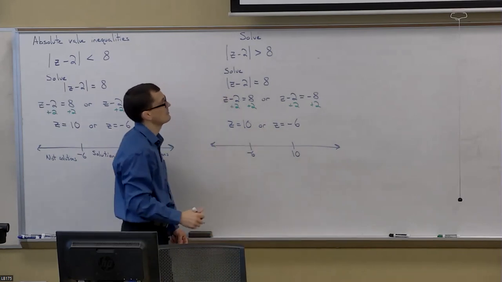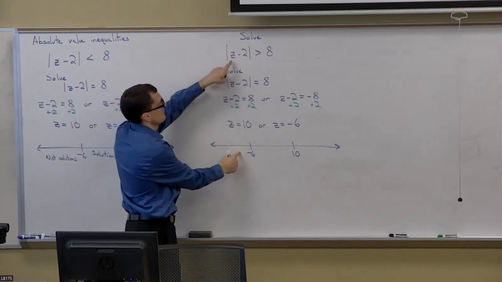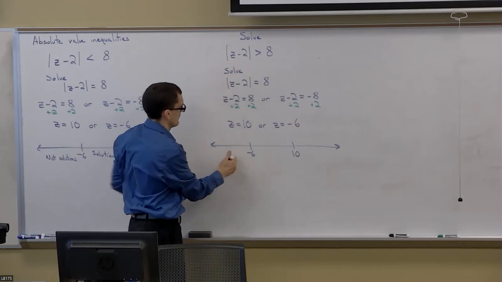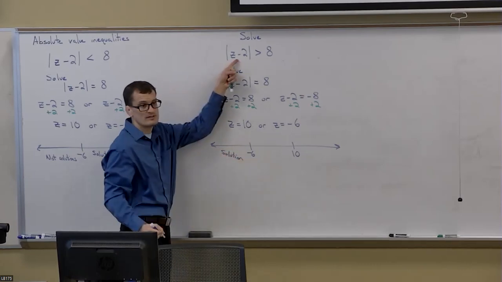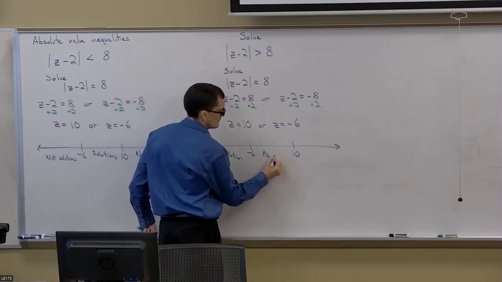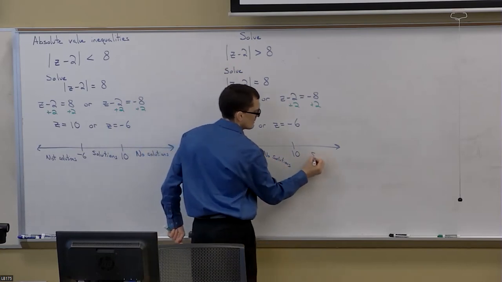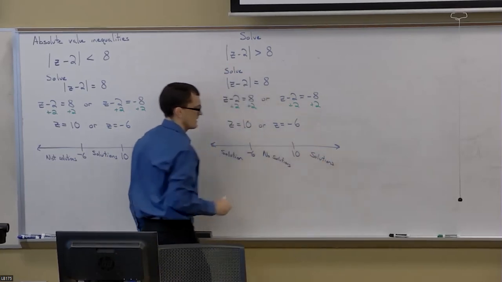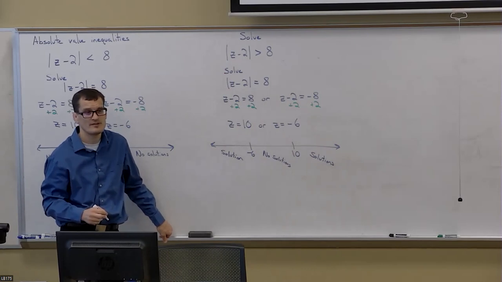And we'll start learning that if you start plugging in numbers like negative 10, it turns out you get a solution here for this one. You don't get solutions in the middle, and you get solutions on the outside. That makes sense?